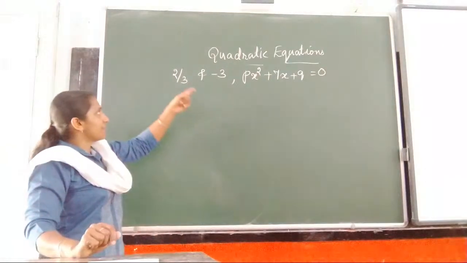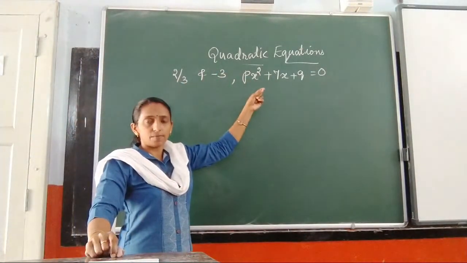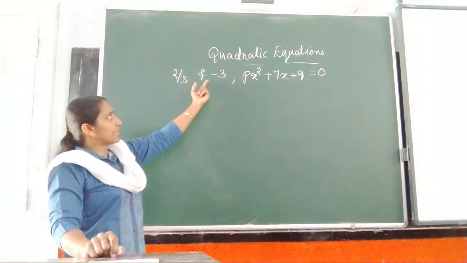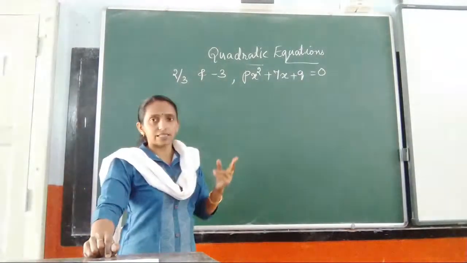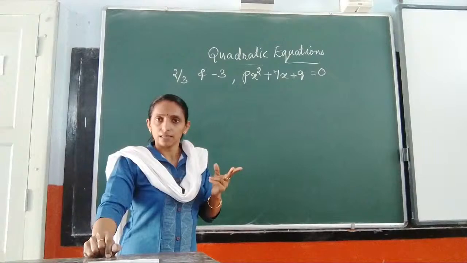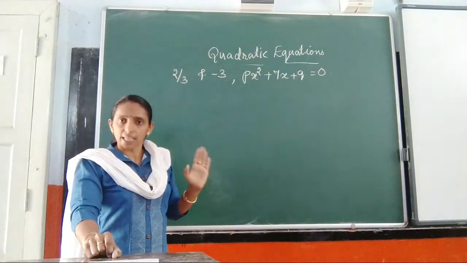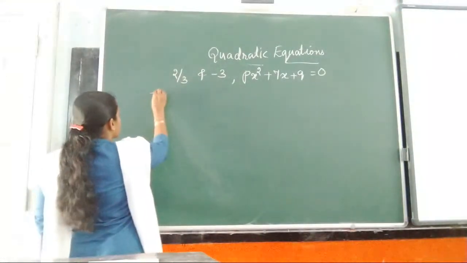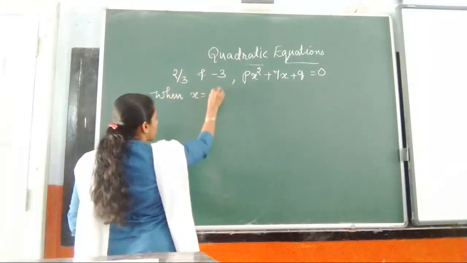We will substitute the value of x as 2 by 3 in the equation, then you will get the first equation. Again you will substitute x as minus 3 in the equation, then you will get the second equation. Then both the equations you will solve simultaneously. That's the procedure.